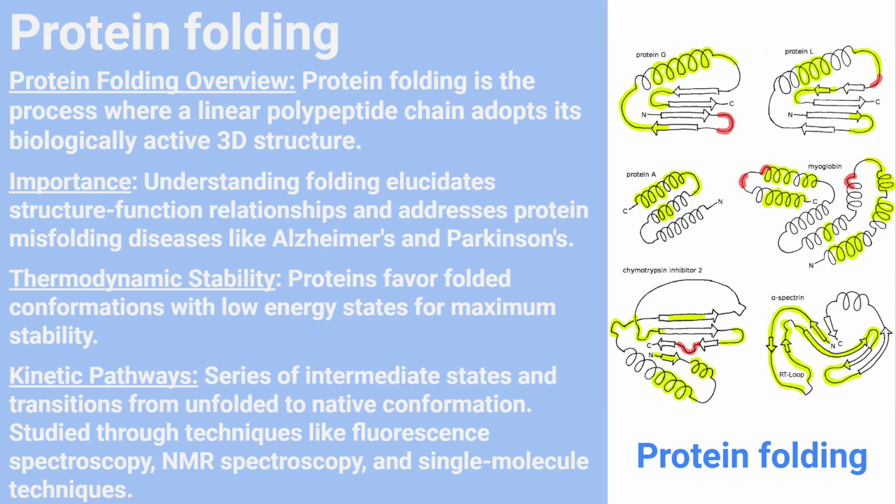Another fundamental aspect regarding protein tertiary structures is folding. Protein folding is the process by which a linear sequence of amino acids, known as a polypeptide chain, spontaneously adopts its three-dimensional biologically active conformation. This process is essential for proteins to carry out their specific functions within cells and organisms.